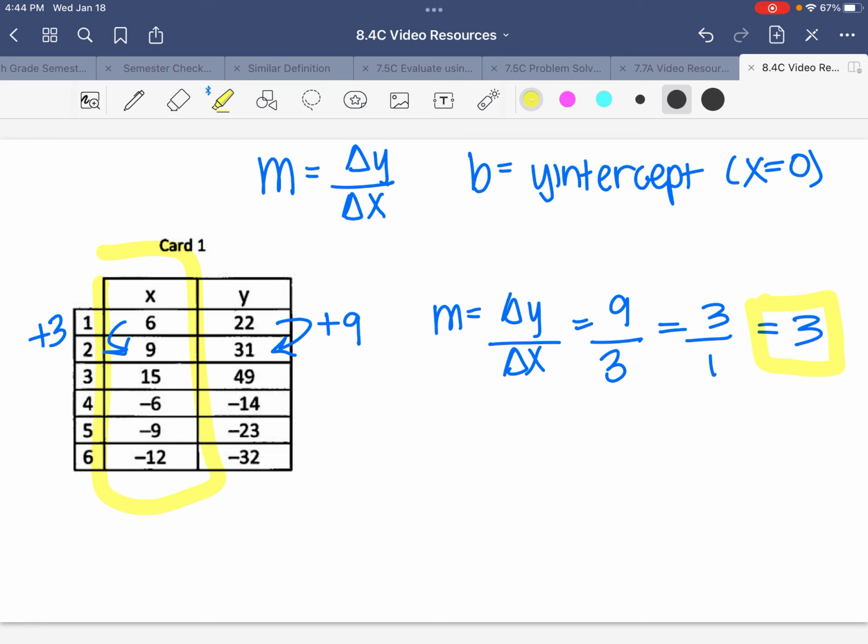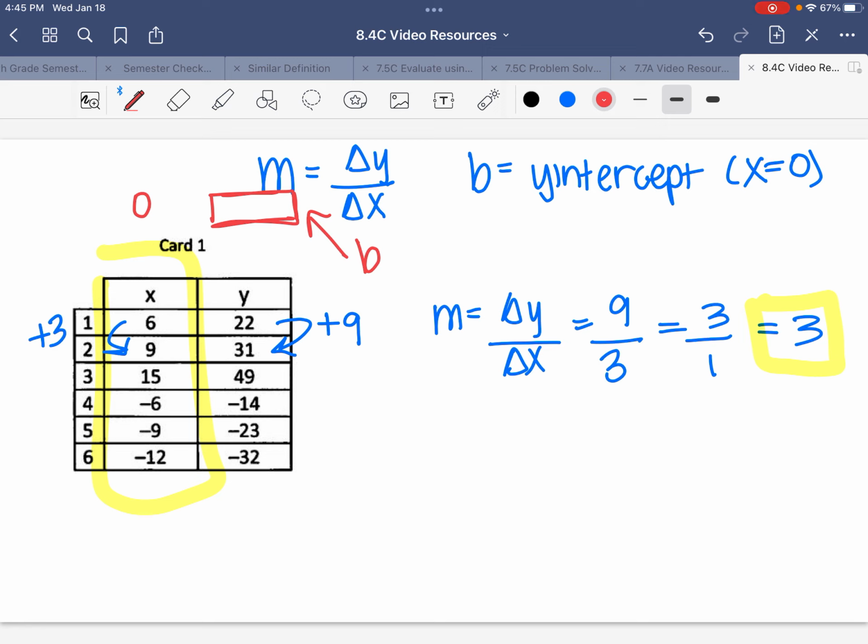The second part now is going to be looking at it and working backwards to find my y-intercept. So I see that I have when x is 6, 9, 15, negative 6, negative 9, and negative 12. But I need to know when x is equal to 0. Because if I can find what y is when x is equal to 0, then that gives me my y-intercept, or my b. So what we can do is work backwards.